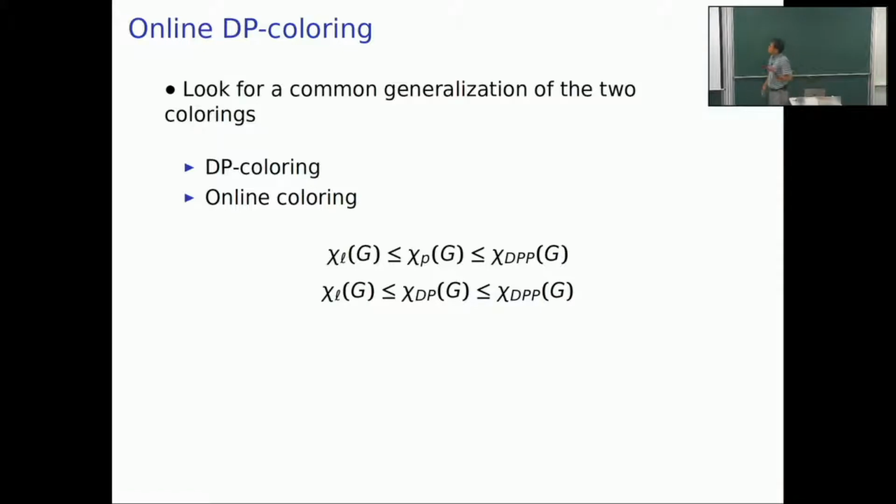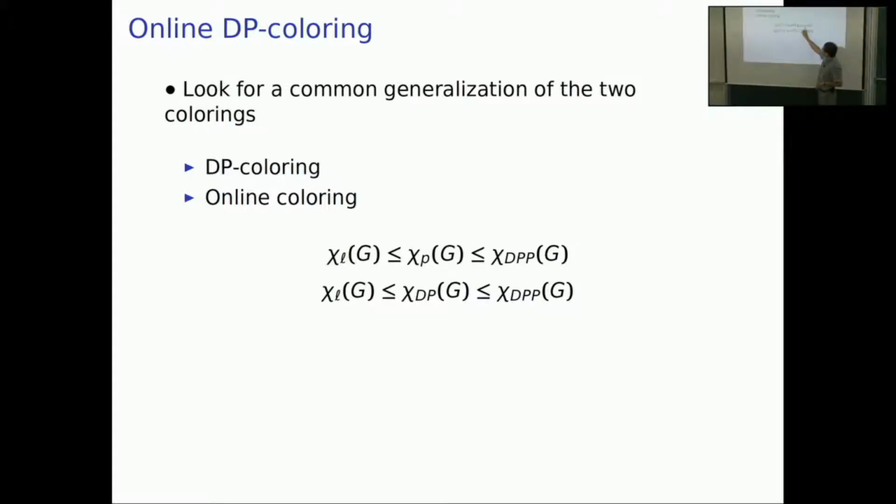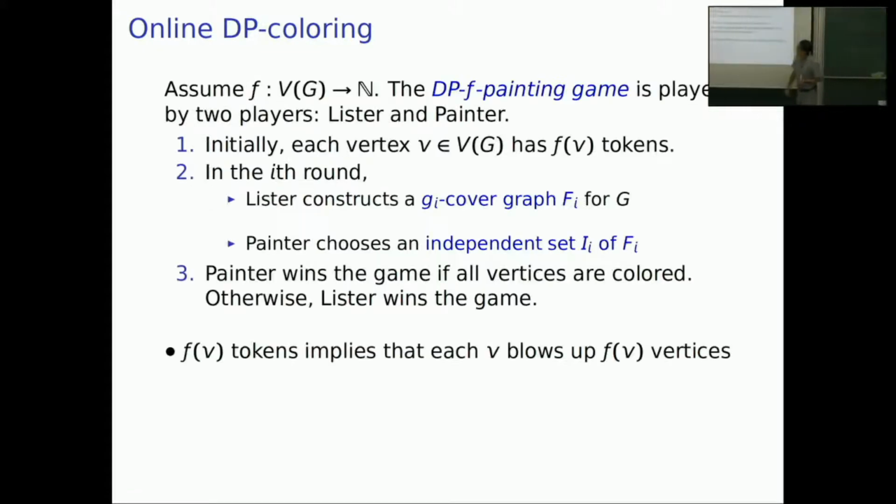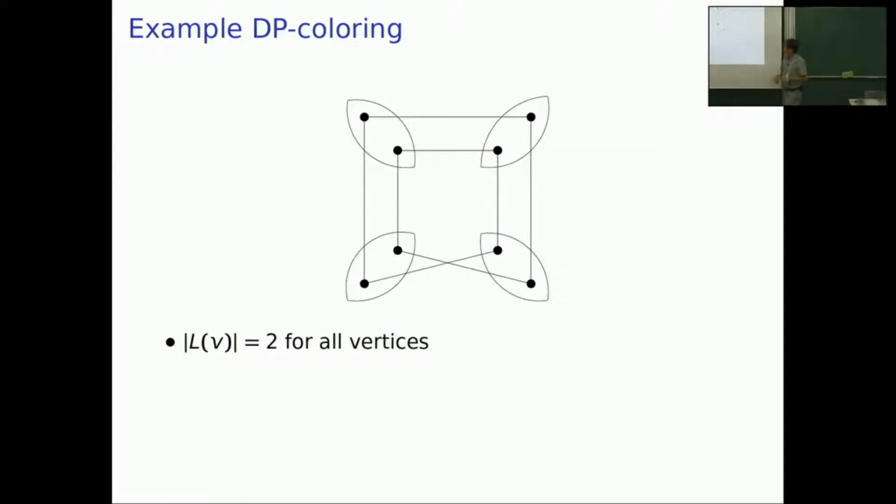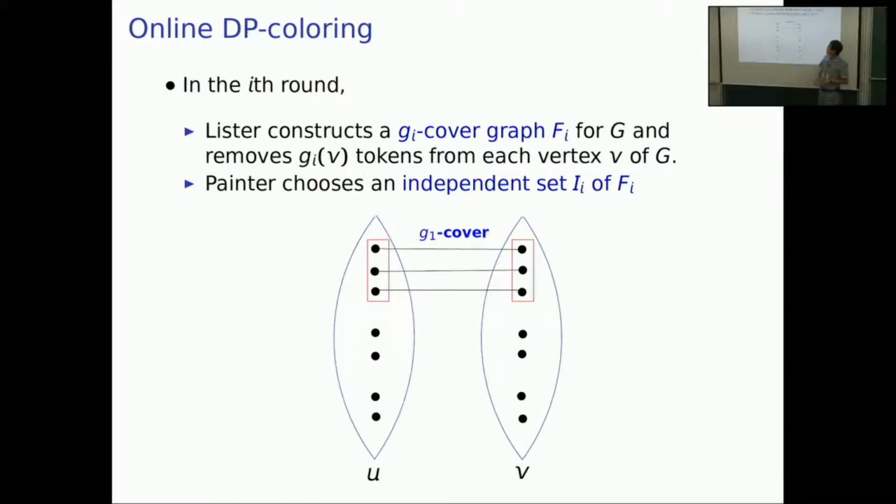So now, I'm going to introduce online DP coloring. As I explained before, the main target, online DP coloring, is the generalization of these two parameters. Here, we have DP coloring, but we play it in the online version. For example, in DP coloring, we have a matching like this. So in online DP coloring also we have a matching.